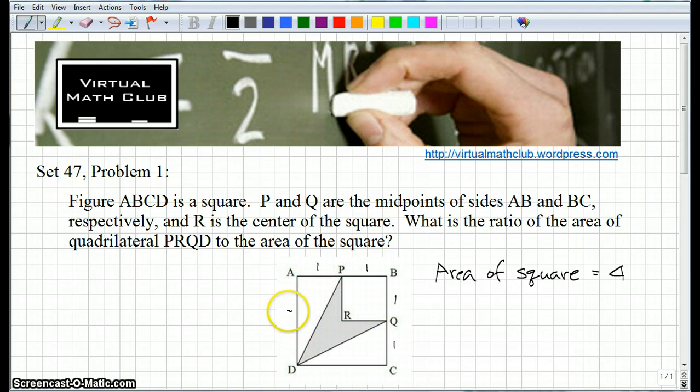So if this is a square, then the length of this side is 2, and we have a triangle that has one leg that's 2, and one leg that's 1. So one half base times height would give us an area of 1, right? And the same way down here, this is 2, so base is 2, height is 1, and so one half base times height would be 1, and here we have a 1 by 1 square, so the area here is 1 as well.